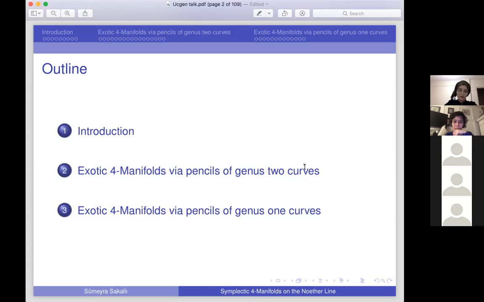The second and third parts are about our constructions of exotic 4-manifolds. They both come from pencils of complex curves of small genus. The last one is the one that I promised in my abstract, but then I also decided to talk about this one. It is also related to algebraic geometry, so it is a bit different. Sorry about this. Let's begin.